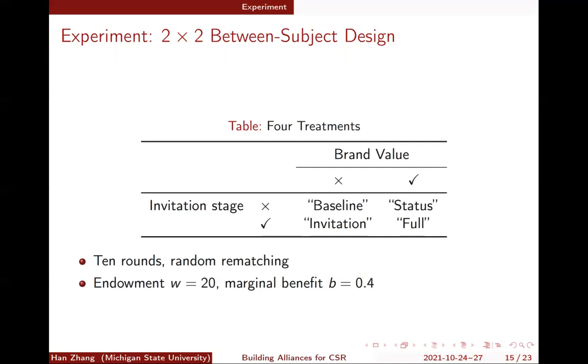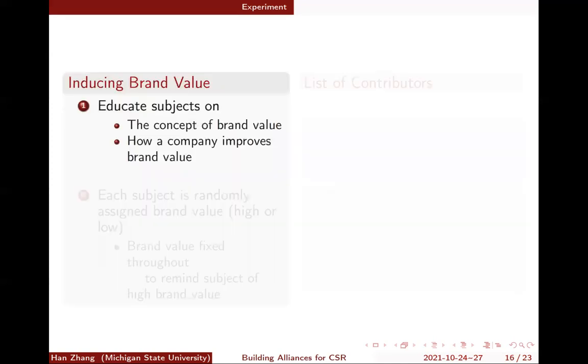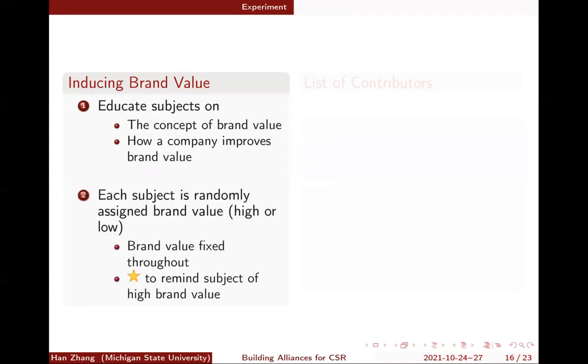Each session has 10 rounds with random rematching between rounds. To induce heterogeneous brand value, we educate the subjects on the concept of brand value and how a real-world company may improve the value of its brand. Then the program randomly assigns each subject to either high or low brand value, fixed throughout the experiment. We show each high brand value subject a golden star at key stages to remind them of their high brand value.